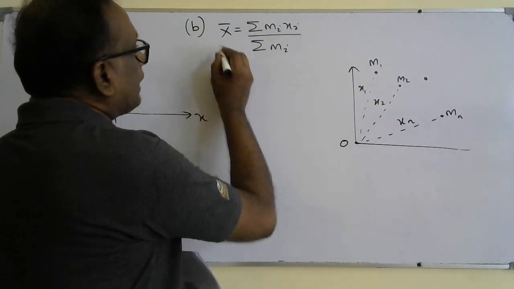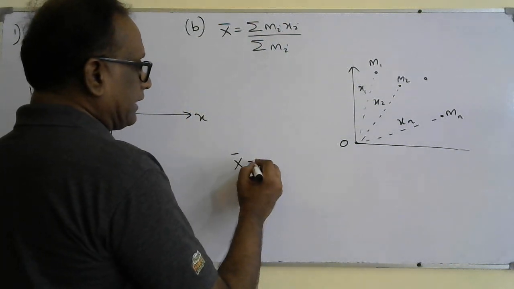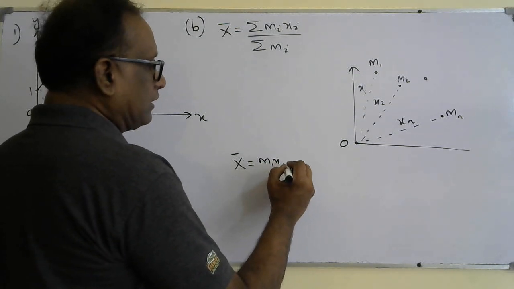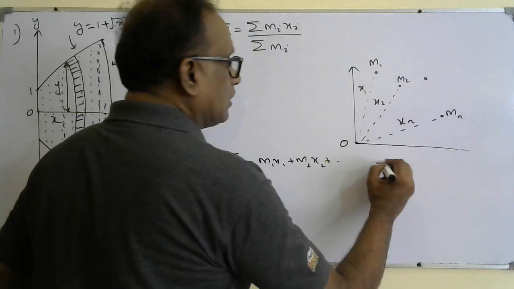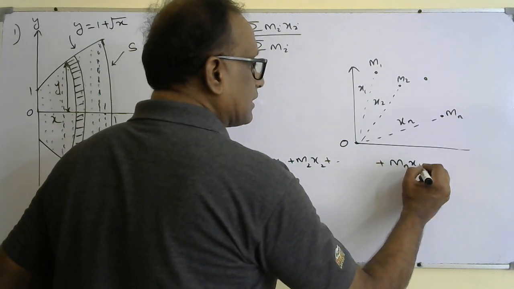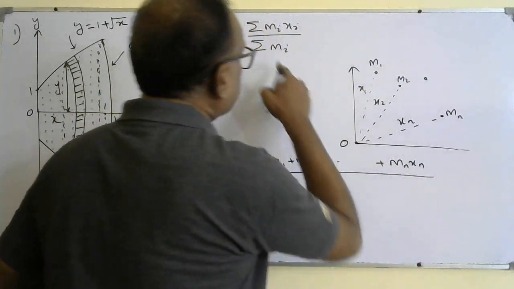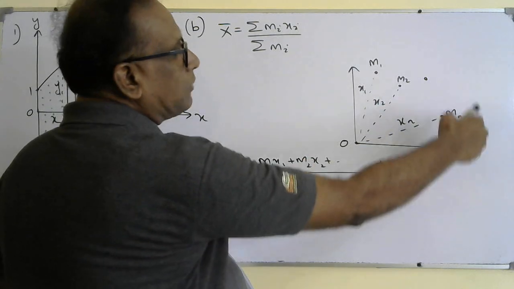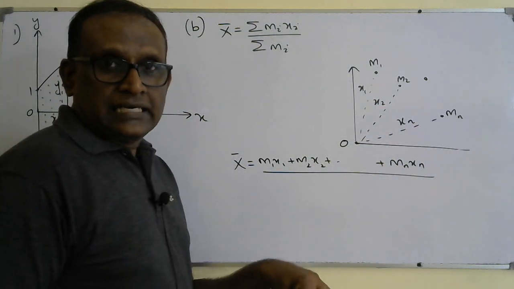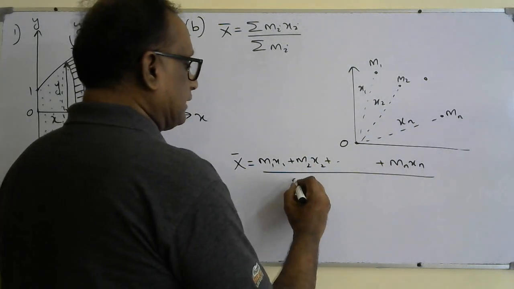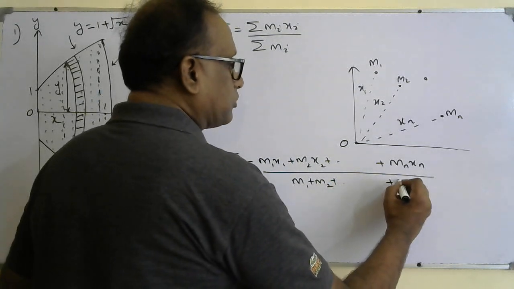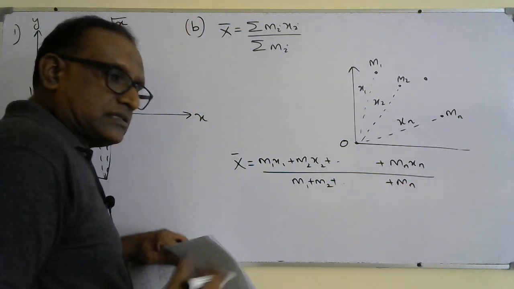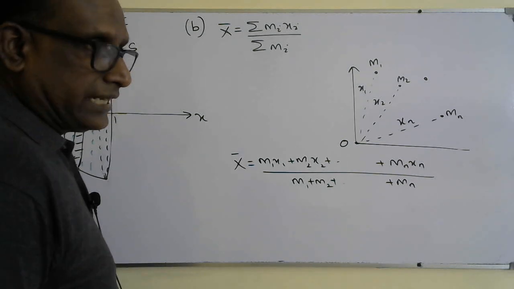That means x bar is defined mathematically as m1 x1 plus m2 x2 plus up to mn xn, divided by sigma mi. Sigma mi means the total mass of the particles in the system, that is m1 plus m2 plus m3 and so on up to mn. Right, so the same idea we are going to do here also.